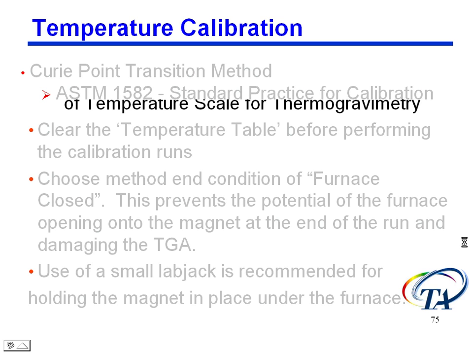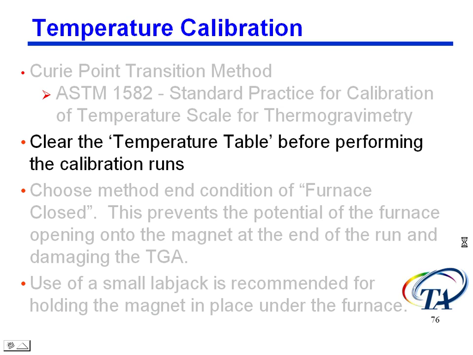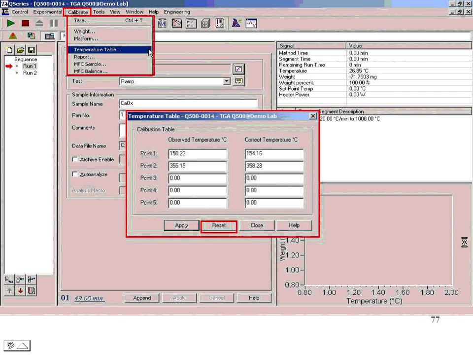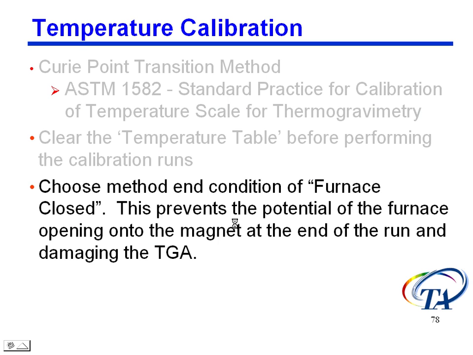One of the things that you need to do first off is clear the temperature table before performing these calibration runs. And if we go to our experimental screen and go to Calibrate Temperature Table, here's our table. Now normally I like to write down these numbers so I can see how they compare, but here we can just click on Reset and that'll blank out that table. You want to choose Method in Condition of Furnace Close. This prevents the potential of the furnace opening into the magnet at the end of the run and damaging the TGA. Now remember, that's from our procedure and post-test. We'll click Closed for the end of the run for the furnace. Now remember, if you have an auto sampler, you have to disable the auto sampler, and I'll show you that in a little bit here.